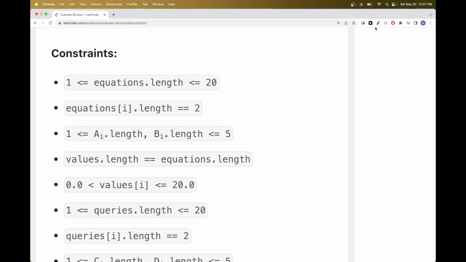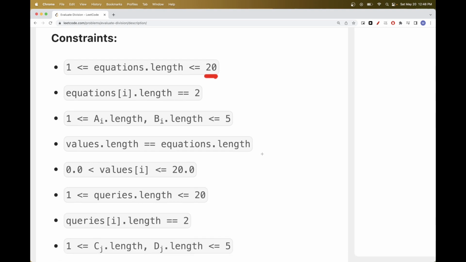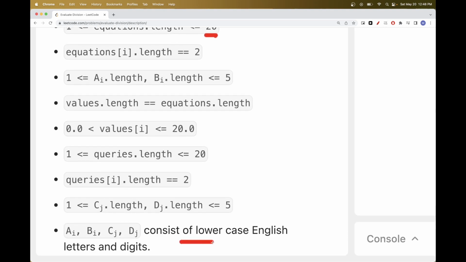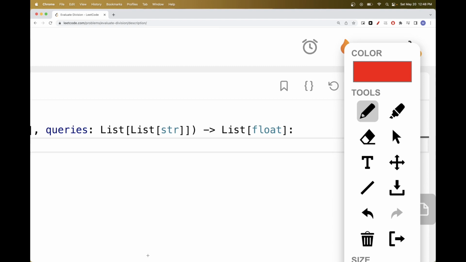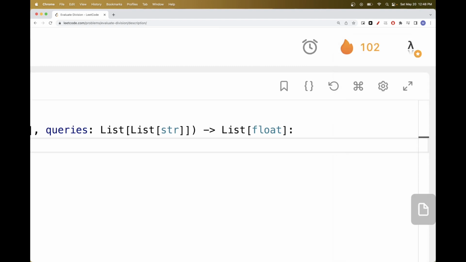Now, if we look at the constraints, there are up to 20 equations. So it should be easy to do an O(n) or even an O(n squared) pass. And we only have lowercase English letters and digits. Okay, so let's see how we can tackle this.